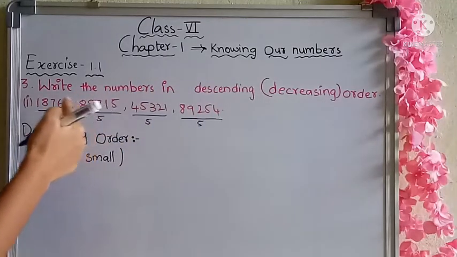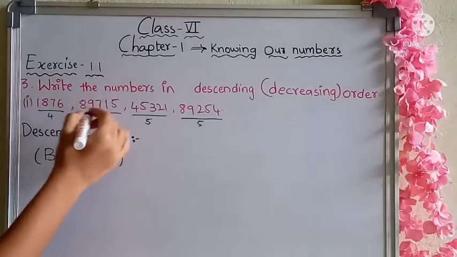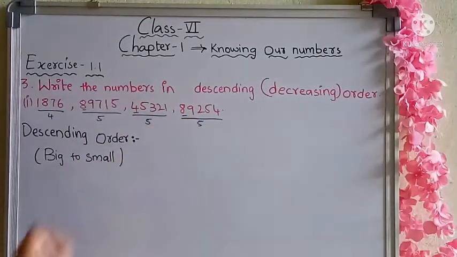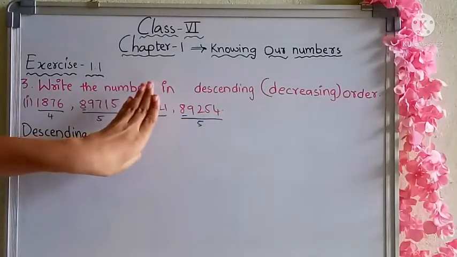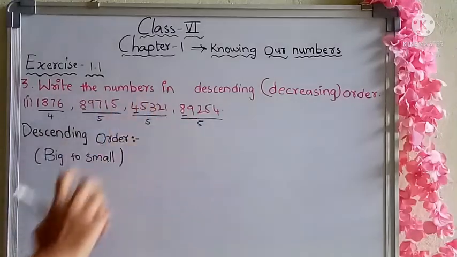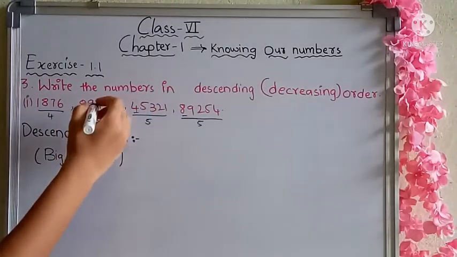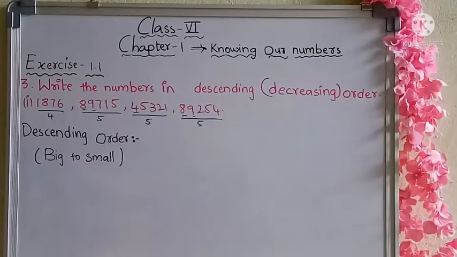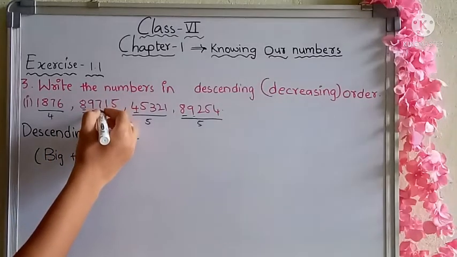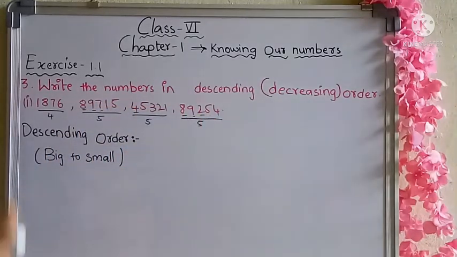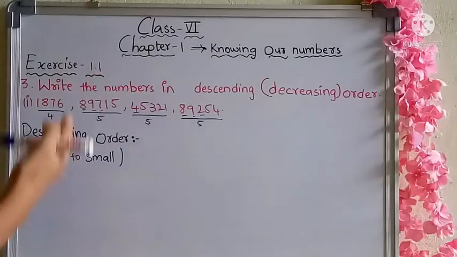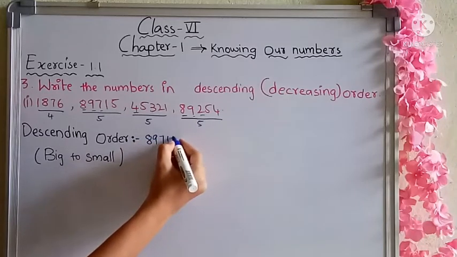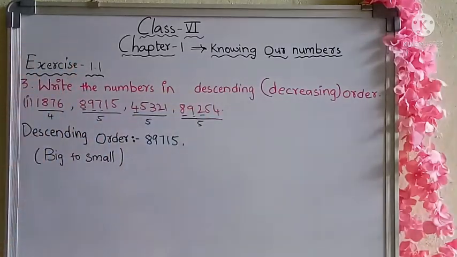So first let's count from the 10,000s place. The first number in the 10,000s place is 8, second one 4 and third one 8. So this 4 we have to remove it and now we have to check from these both numbers. Next, coming to the thousands place, which is 9 over here and 9 over here. We cannot say which is the greatest one. So here 7 and 2. So we can say that 7 is greater than 2. So 89,715 is the greatest one, means biggest number from this group.